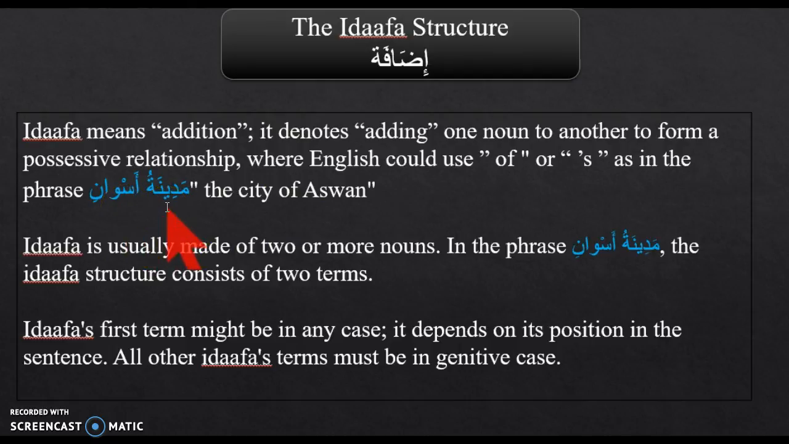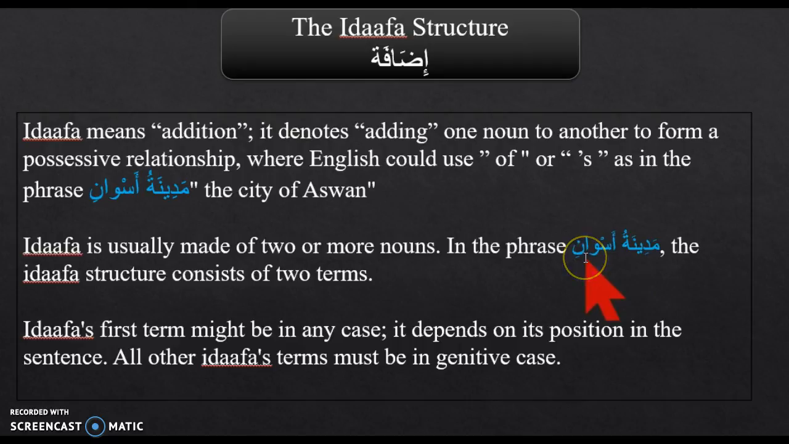What is the meaning of Idaafa structure? Idaafa means addition, literally. You add one noun to another noun to form a possessive relationship, where English could use "of" or apostrophe s, as you saw in Madinatu Aswan. So Idaafa is usually made of two or more nouns. In the phrase Madinatu Aswan, the Idaafa structure consists of only two nouns, two terms, Madinatu and Aswan.